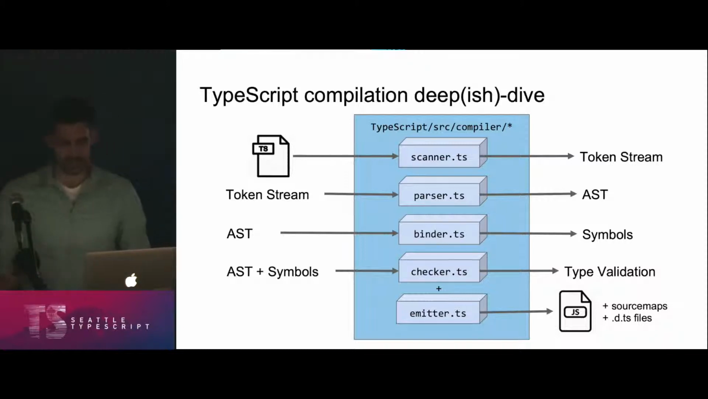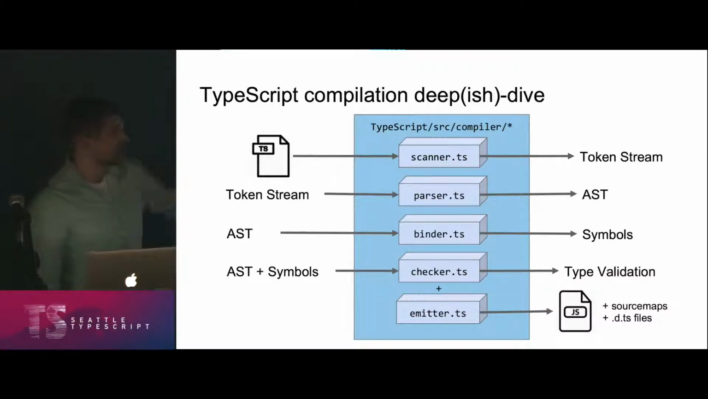Just taking a slightly deeper dive into the compiler itself, I wanted to highlight the five main functional core blocks of the compiling pipeline. This will make sense in a couple of slides. But essentially, it's split between the scanner, parser, binder, checker, and emitter. And just real quickly, how this data flows through it.